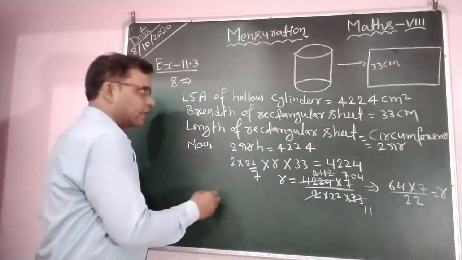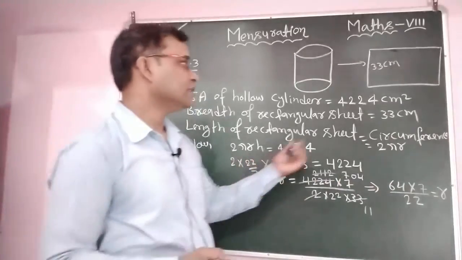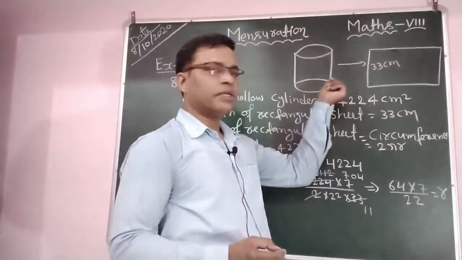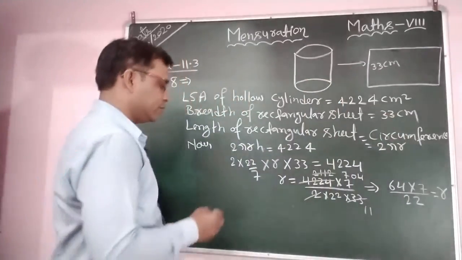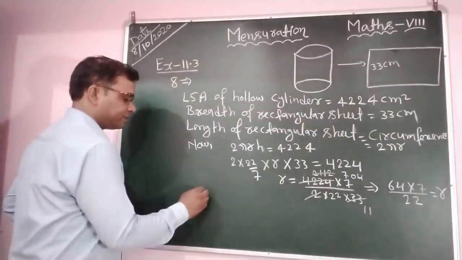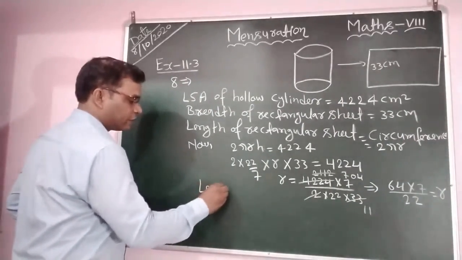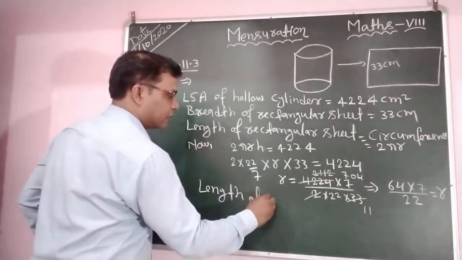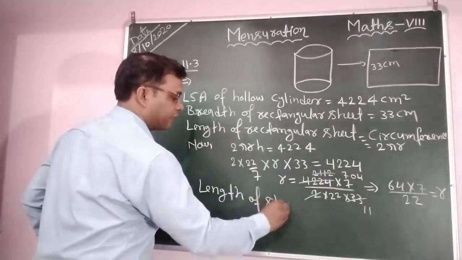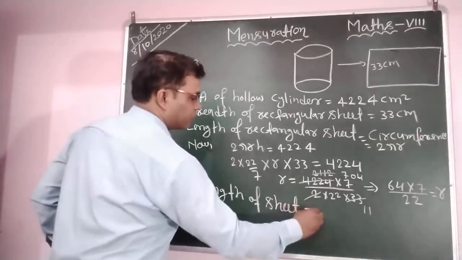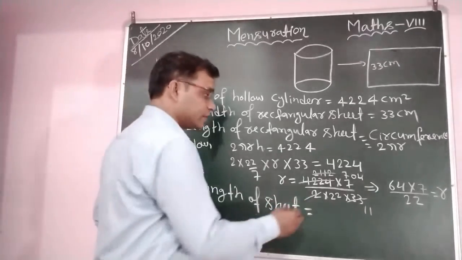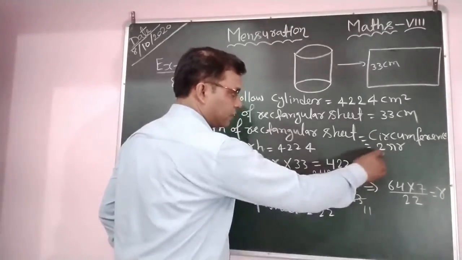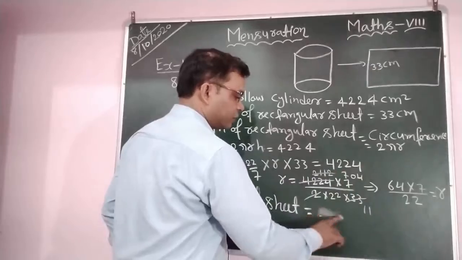So the length of the rectangular sheet is the circumference of the hollow cylinder. So this is equal to, you can find right here, the length represents the rectangular sheet, or we write here simply sheet, because you know the sheet is a rectangle. This is equal to 2 pi r.